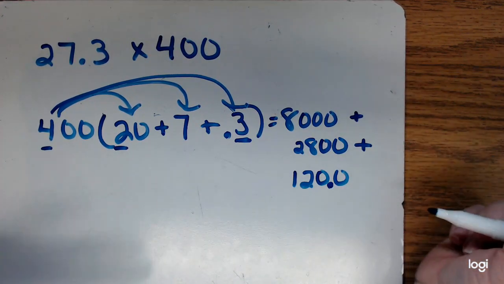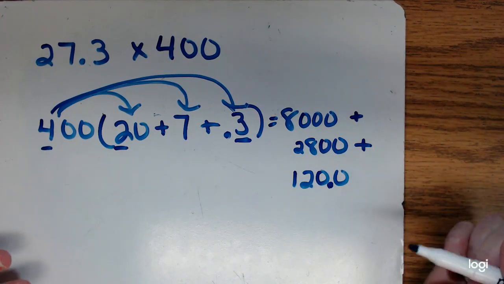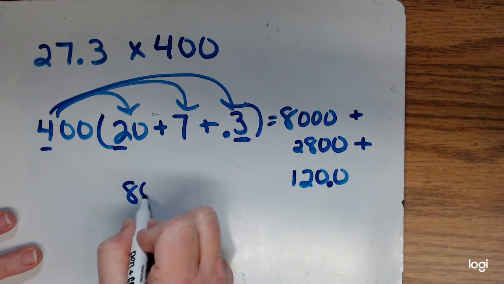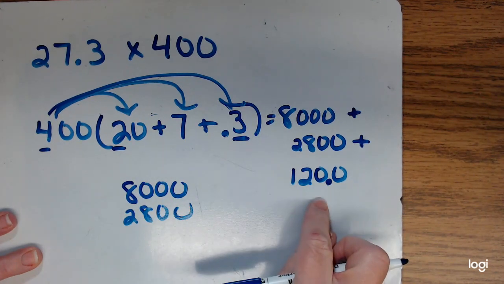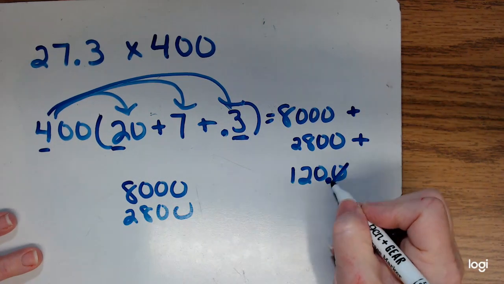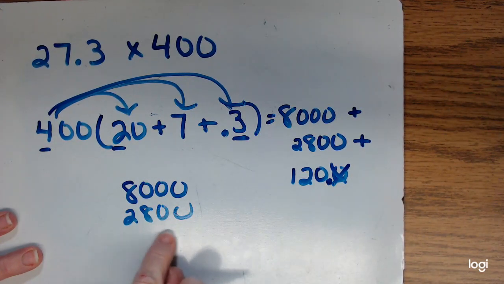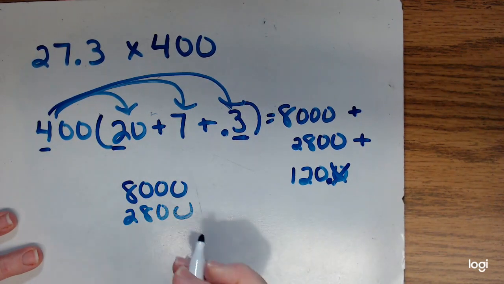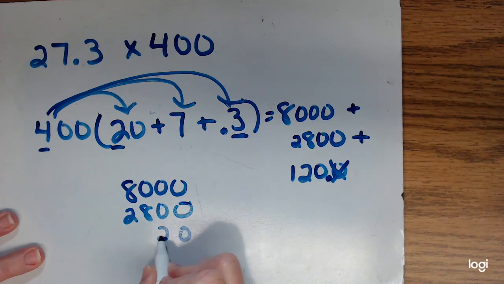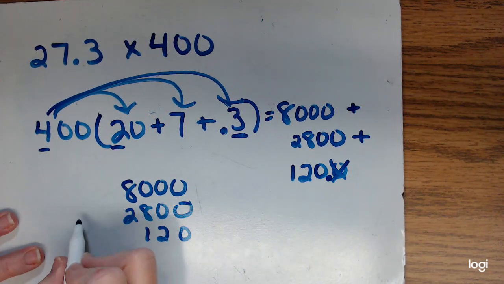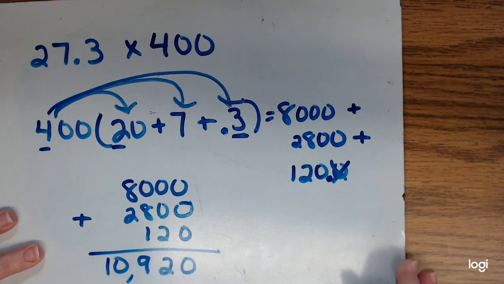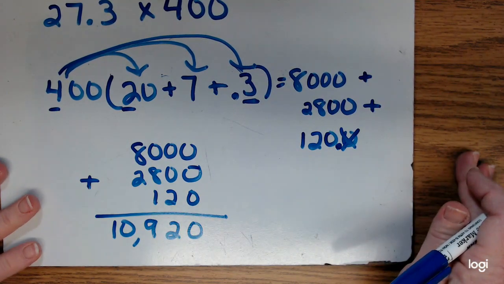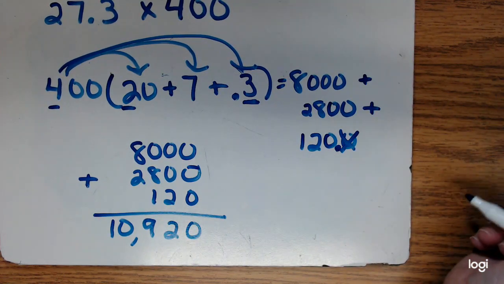Now, if I add all these numbers up, remember when we add and subtract decimals, we line them up. I have 8,000. I have 2,800. This decimal is not worth anything, so we can actually just add 120. I need to make sure I line up my 120 correctly. Some of us like to start maybe at the back end to make sure we get it straight up and down. So I have 120. We're going to add it together. And I have 10,920. So this is very similar to what we did yesterday.